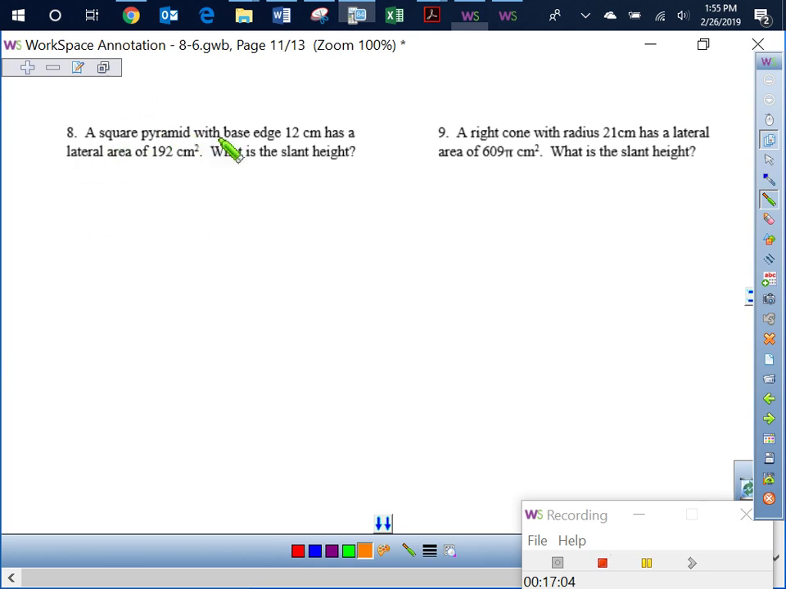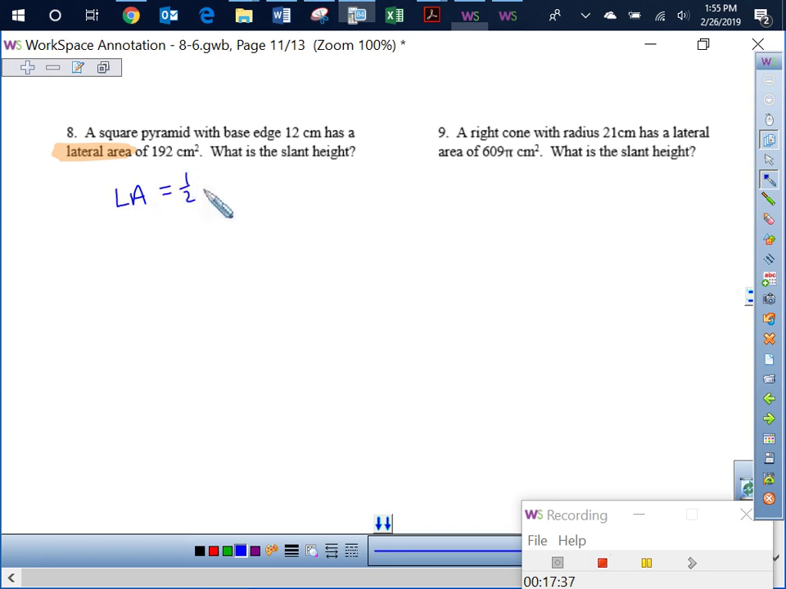A square pyramid with a base edge 12 centimeters has a lateral area of 192 square centimeters. What's the slant height? A lot of students in class started wanting to draw a picture of this, and there's nothing wrong with drawing a picture, but maybe we don't need this picture. They gave me the lateral area, and sometimes they'll give you a surface area, sometimes they'll give you a volume. If they give you some of these that you've got a formula for, let's start with the formula for that shape. This is a pyramid, and see what happens.